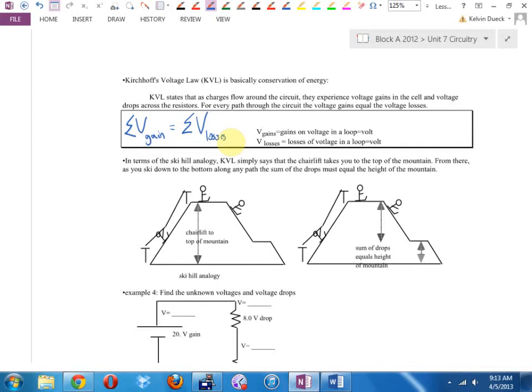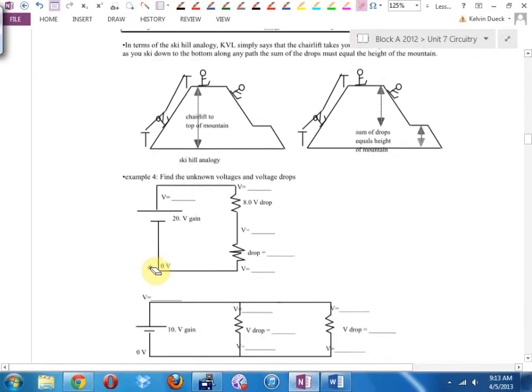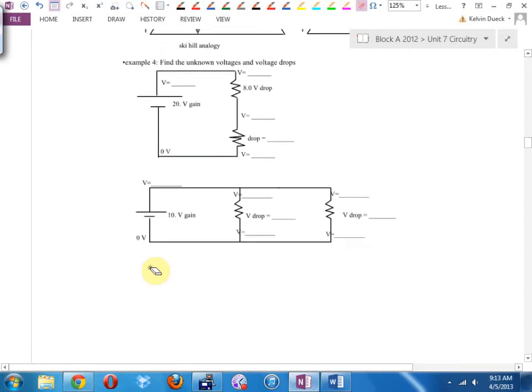It's conservation of energy. So in terms of my ski hill analogy, it says that if the chairlift takes me to the top of the mountain, if I want to get to the bottom of the mountain, I better lose all of my energy back down to zero, all of my voltage back down to zero. It's much easier with an example, example 4. Now I've told you how high the chairlift is. How high is the chairlift?